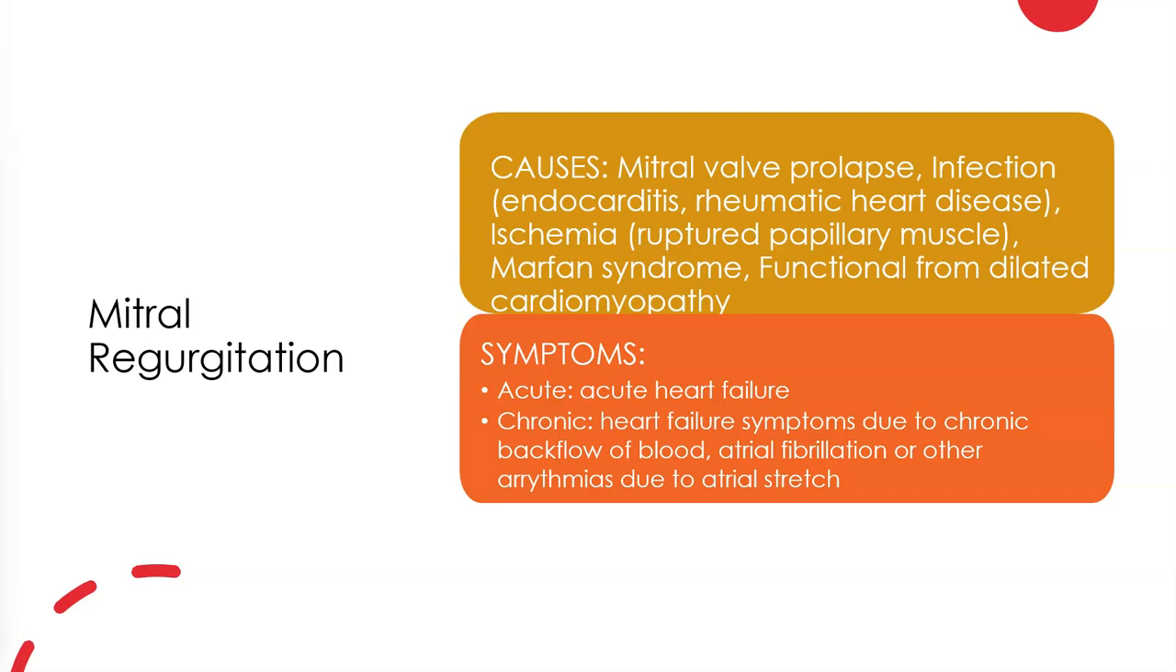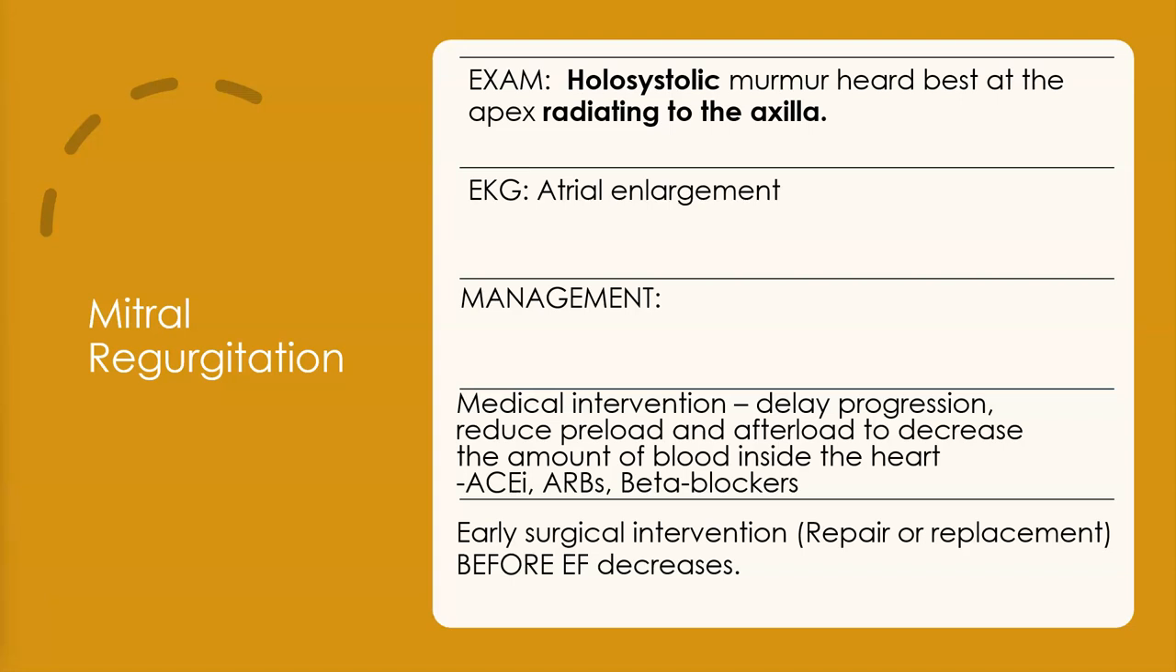Acute mitral regurgitation can be caused by acute chordae tendineae rupture and classically presents with acute onset heart failure symptoms. Chronic mitral regurgitation also causes heart failure symptoms that progressively worsen over time and can increase the risk for atrial fibrillation due to atrial stretching. On exam, you will hear a hollow systolic murmur that is loudest at the apex and radiates to the axilla. EKG will commonly show left atrial enlargement.